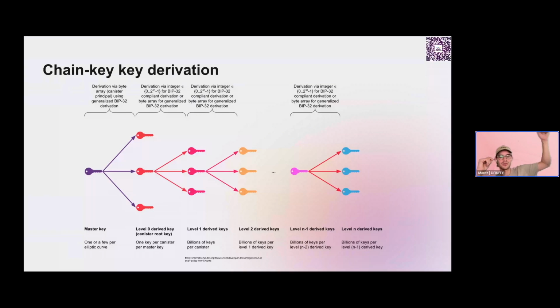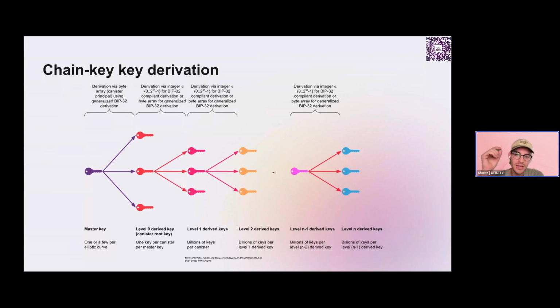And now we got from the subnet's key to the canister root key, and from the canister root key again, we can derive an unlimited number of ECDSA keys. So as you can see, there are multiple levels of derived keys. We can start with the canister root key. From the canister root key, we can derive 2 to the power of 32 keys, and for each one of those keys, again we can derive 2 to the power of 32 keys, and again 2 to the power of 32 keys, and so on and so on. And this goes on basically indefinitely. So you have access to a lot of keys.